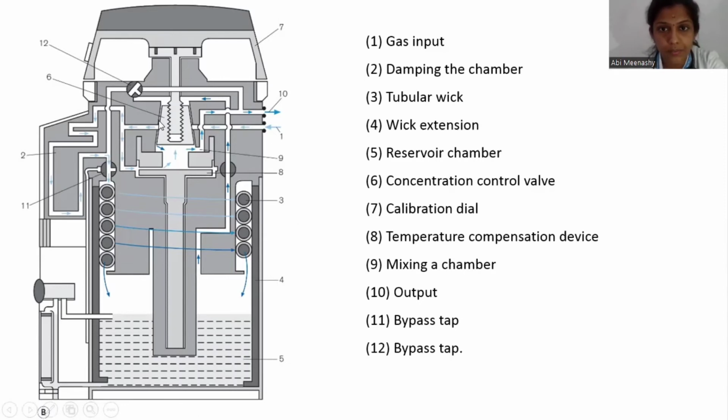6 is your concentration control valve. 7, the concentration control dial. What is above that vaporizer? That's how you open it up. The valve will go up and down. When it is closed, what will happen?